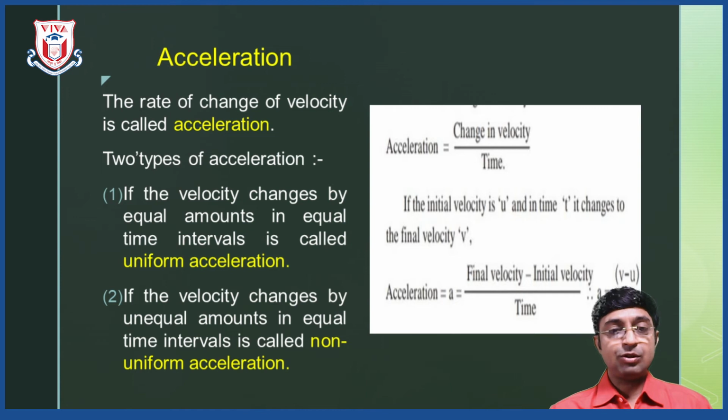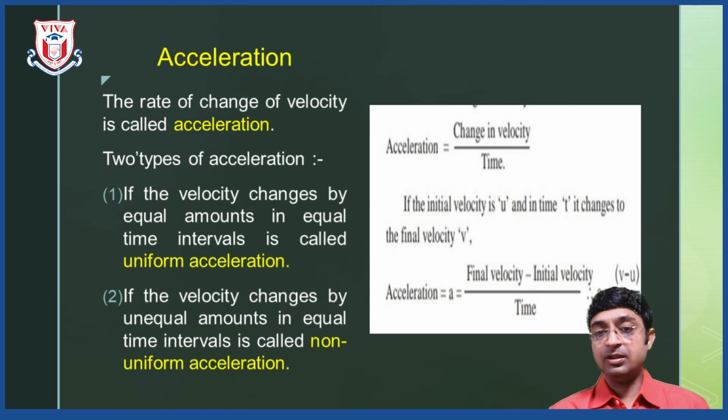Now there are two types of acceleration. First one is uniform acceleration. If the velocity changes by equal amounts in equal time intervals, it is called uniform acceleration. And second, non-uniform acceleration. If the velocity changes by unequal amounts in equal time intervals, it is called non-uniform acceleration. Means time interval is same but change in velocity is not same. That is called non-uniform acceleration.